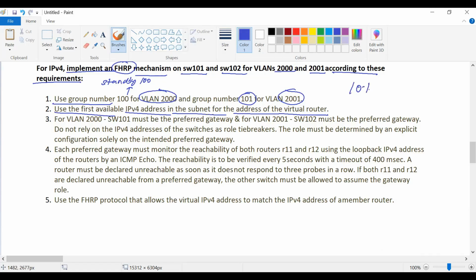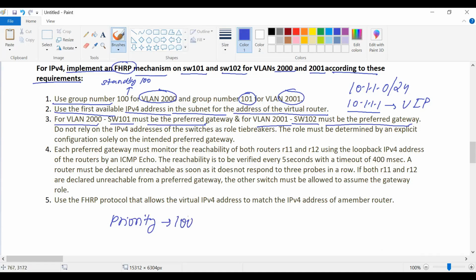If you are using a subnet, for example 10.1.1.0/24, what would be the first valid IP? 10.1.1.1. This IP address must be used as the virtual IP. For VLAN 2000, switch 101 must be the preferred gateway. For VLAN 2001, switch 102 must be the preferred gateway. So you know that we have a concept of priority there. By default, priority is 100 and bigger is better. So you have to change the priority to achieve this particular task.